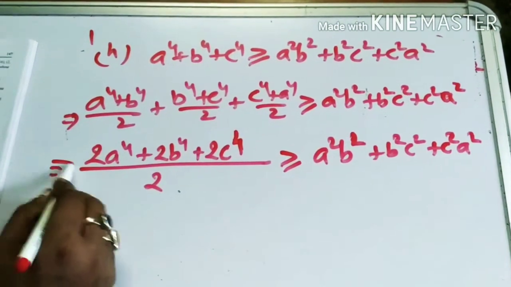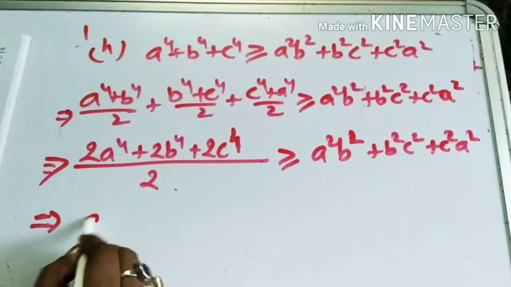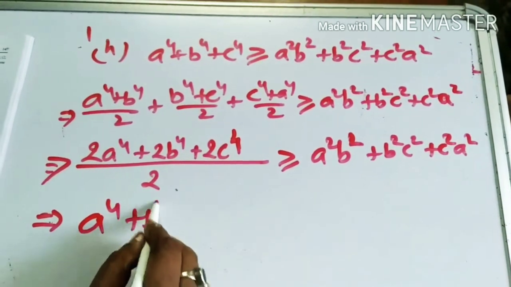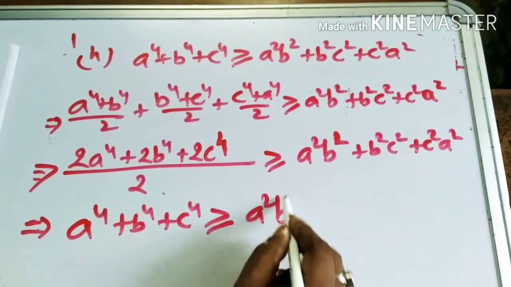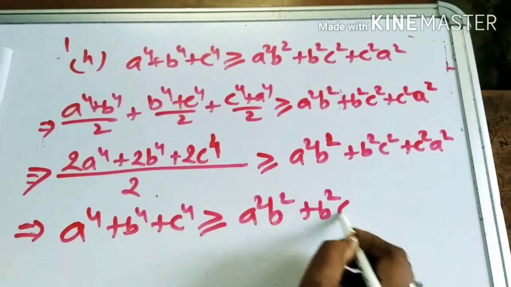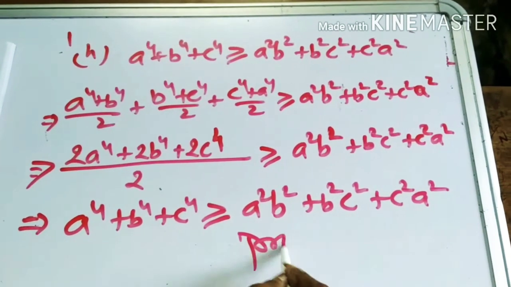So here 2 is common, and the 2 and 2 cancel out. We get A^4 + B^4 + C^4 greater than or equal to A²B² + B²C² + C²A². This is proved.